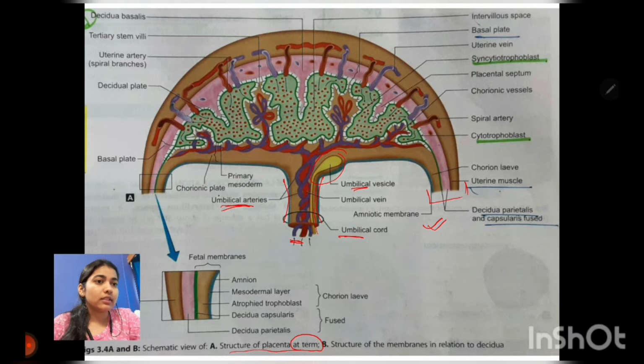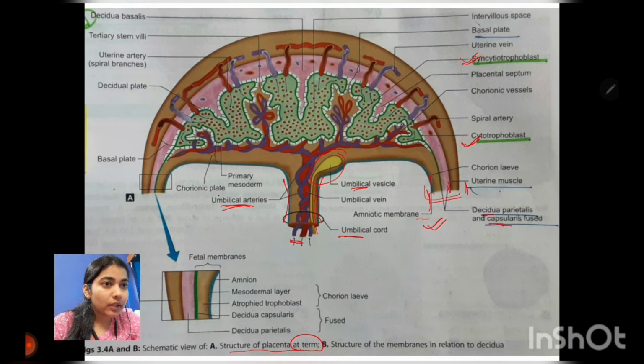This is the placenta, amniotic membrane. Decidua parietalis and capsularis fuse to form decidua vera, uterine muscle, chorion laeve. Now cytotrophoblast and syncytiotrophoblast. Cytotrophoblast is the outer layer and syncytiotrophoblast is the inner layer. Okay, chorionic vessels you can appreciate here.